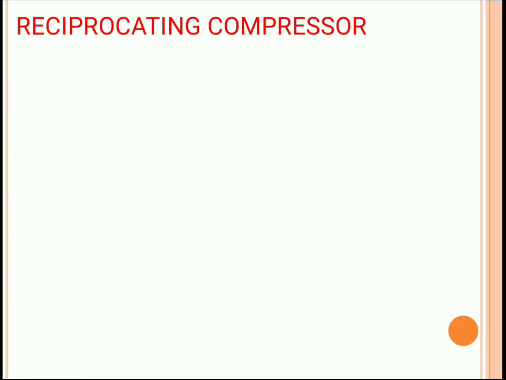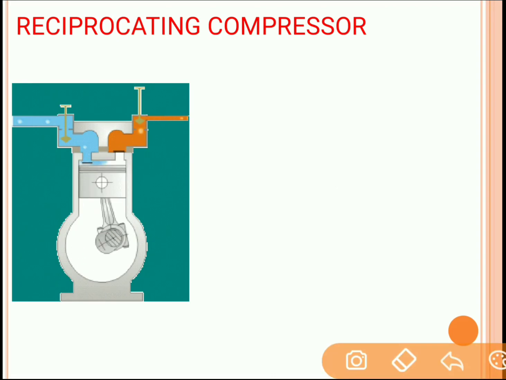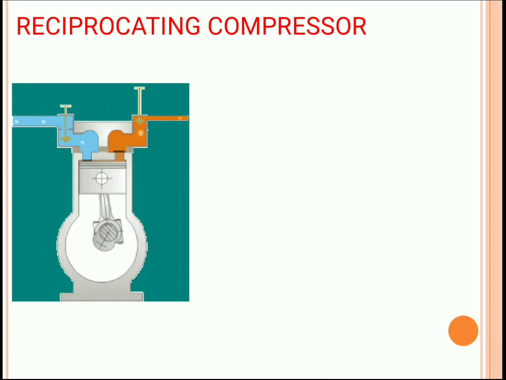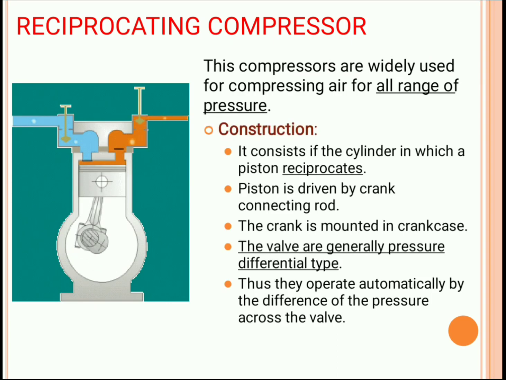Now let us study the different kinds of compressors. There are a total of 3 kinds of compressor: reciprocating, rotary and centrifugal. The first is the reciprocating compressor. As you see in this figure, the reciprocating compressor consists of a piston and cylinder arrangement. This compressor is widely used for compressing air for all ranges of pressure.